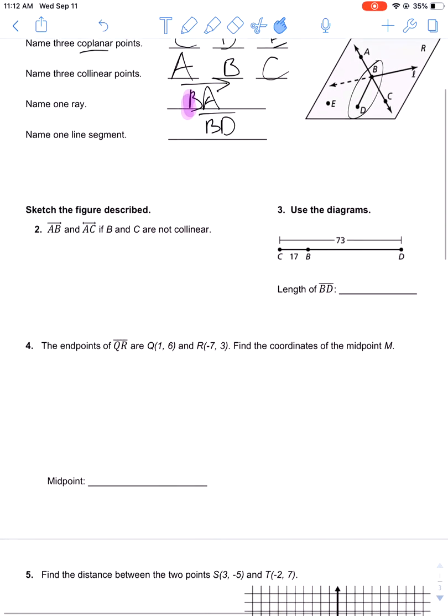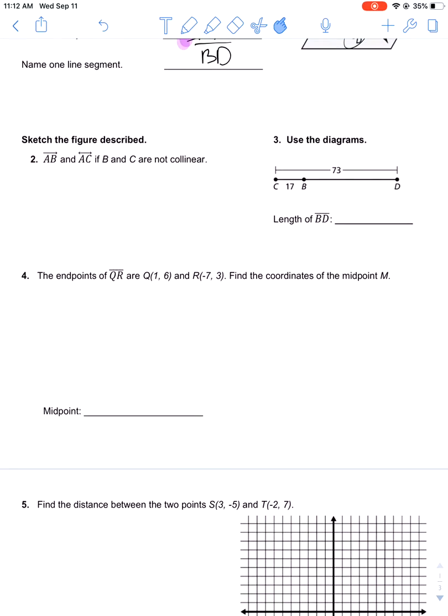Now, sketch a picture where ray AB and AC are not collinear, so not on the same line. So I've got ray AB, and then I've got line AC. So let's look. Are they not on the same line? Well, let's see. These are on the same line. This is not the same line. So there we go. There's a picture.